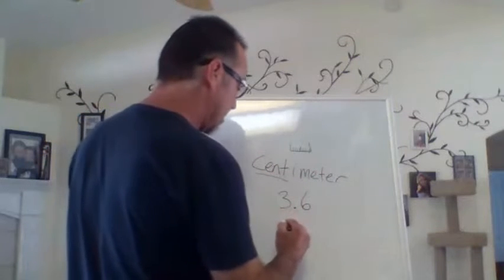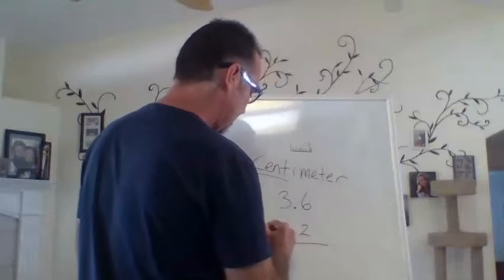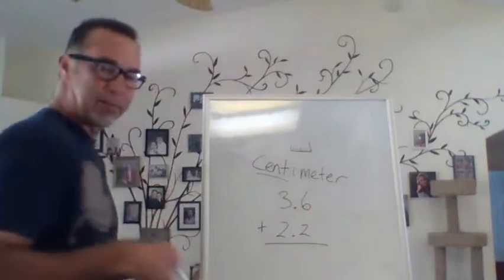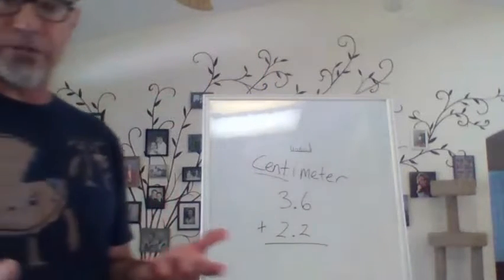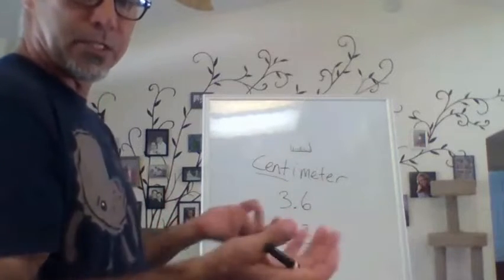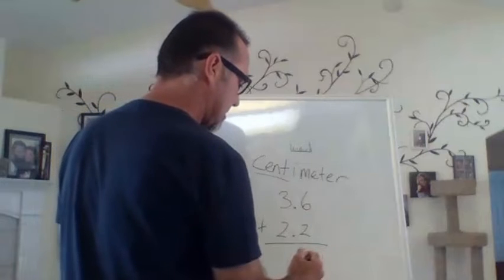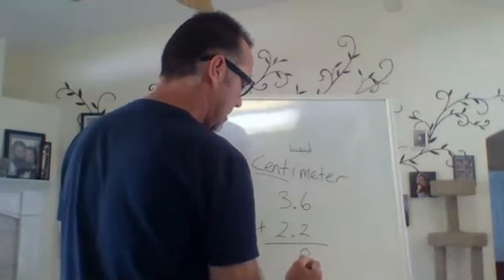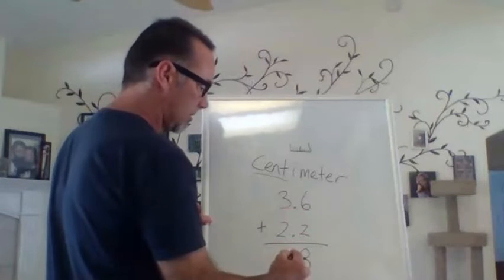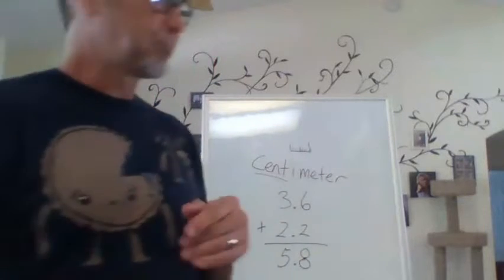So let's say now we're going to add to it 2.2. We don't have to worry about renaming the denominators and all the fractions, because it's a place value system with just base 10, base 100. So we can just add our tenths and we can add our wholes. So that's why the metric system is pretty handy.